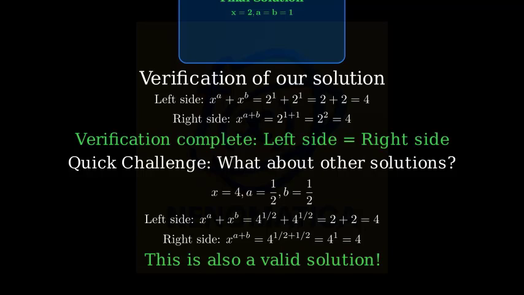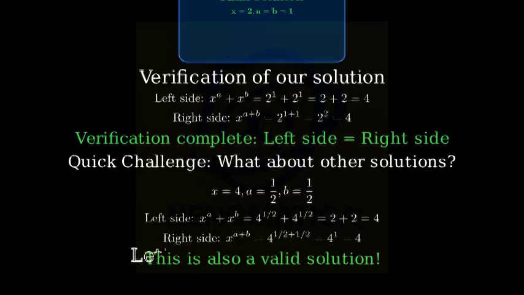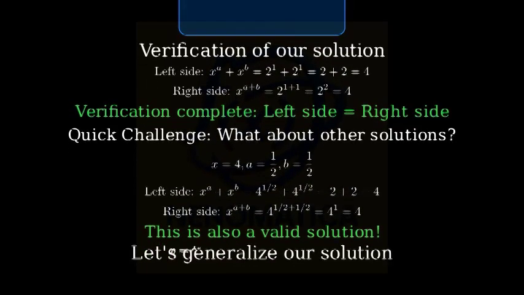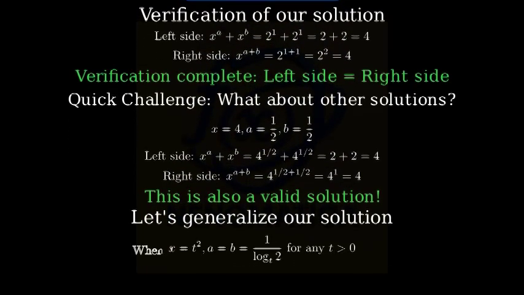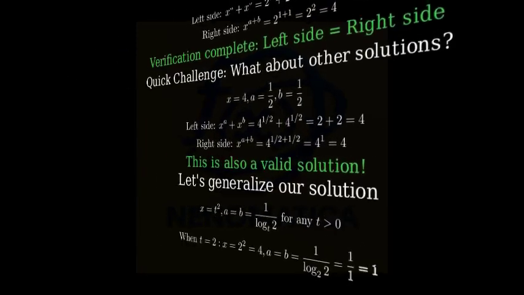The right side would be 4 to the power of 1/2 plus 1/2, which equals 4 to the power of 1, which equals 4. This is also a valid solution. In fact, we can generalize our solution.